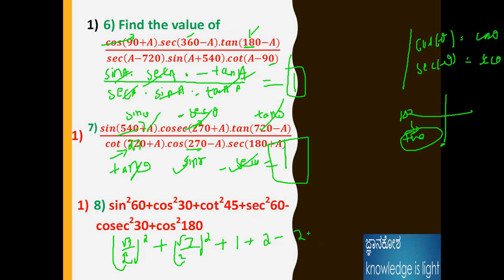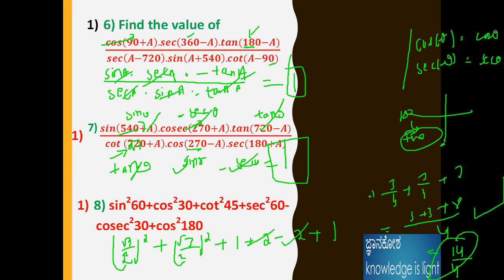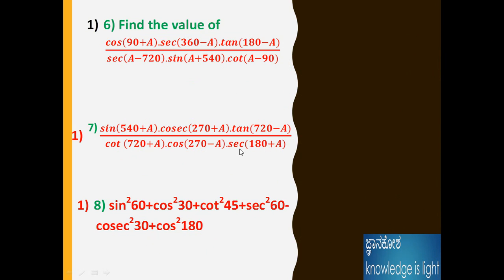Okay, cos 180 degree is nothing but minus 1, and the 2 cancels here. Therefore the thing is now 3 by 4 plus 3 by 4 plus 2. The LCM is 4, so 3 plus 3 plus 8, therefore 14 by 4 is the answer for this question. Like that we could solve any problem by using this logic. Let's take a few more problems to solve.